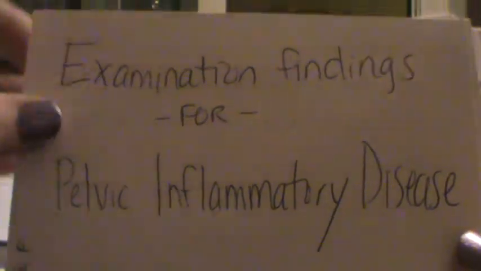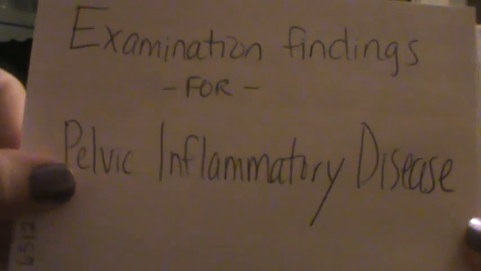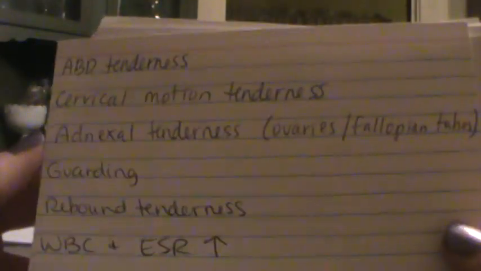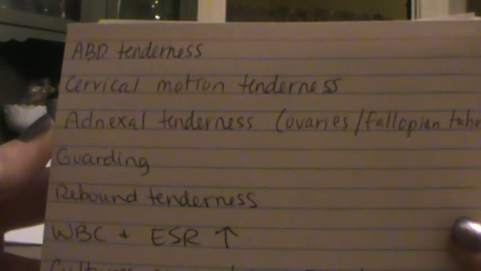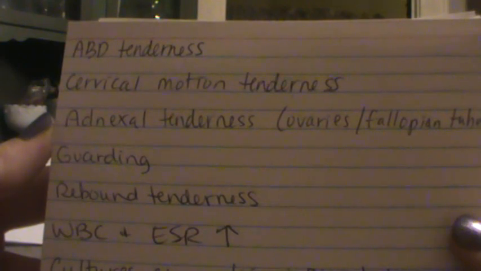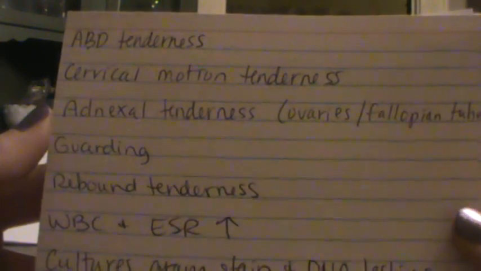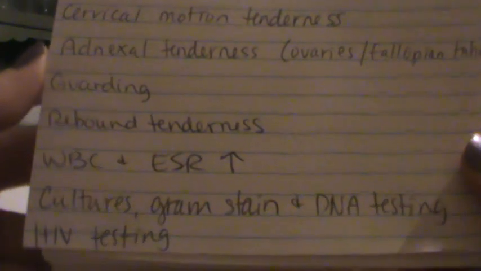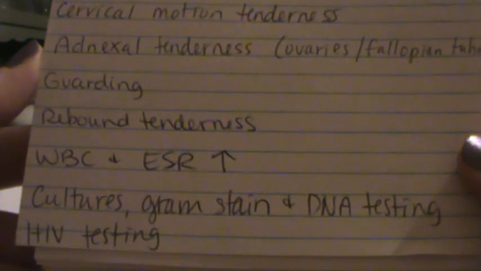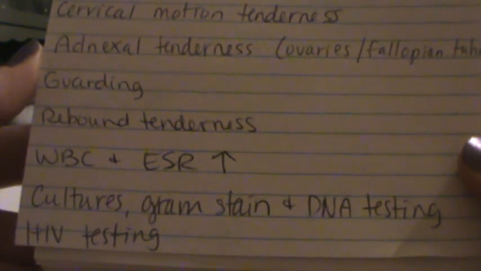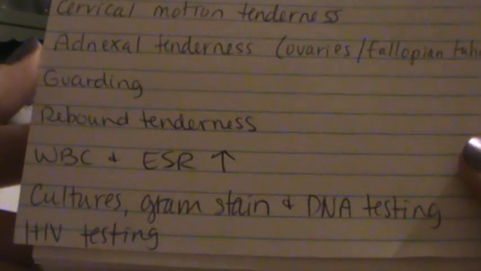Examination findings for the patient with pelvic inflammatory disease include abdominal tenderness, cervical motion tenderness, adnexal tenderness, which is the ovaries or the fallopian tube area, guarding, rebound tenderness, increased white blood cells or an increased sedimentation rate. You can have cultures that are positive, a Gram stain that indicates something, DNA testing, and HIV testing are recommended.